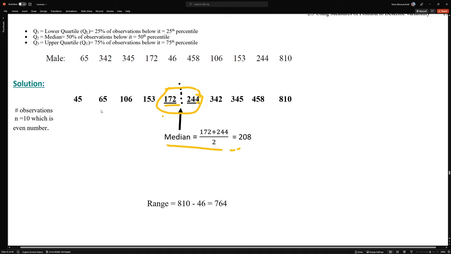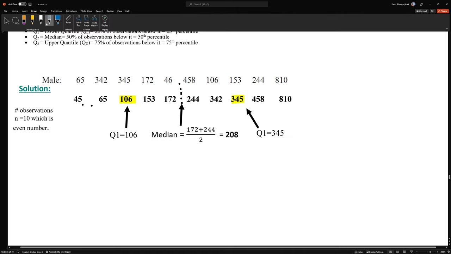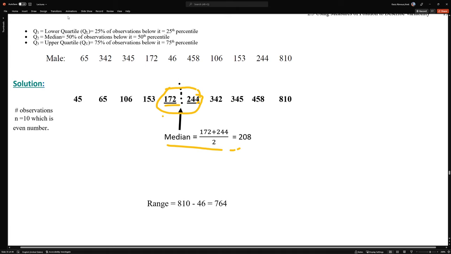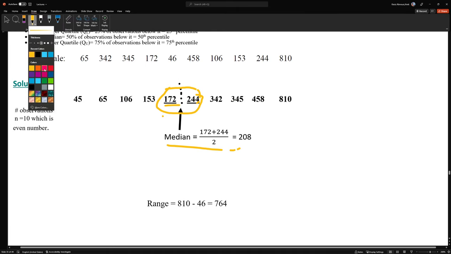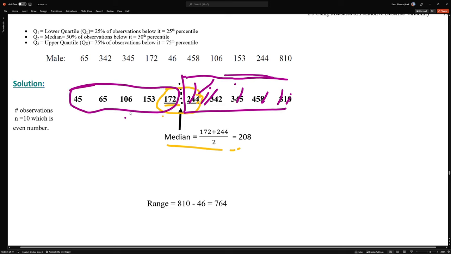And again, to find quartile 1, we ignore the middle number. Also, in this case, there isn't a middle number, right? So since there isn't a median value, we just ignore everything on the right side of here, right? So this is the lower data. So we want quartile 1 of this data, which is very easy, right?